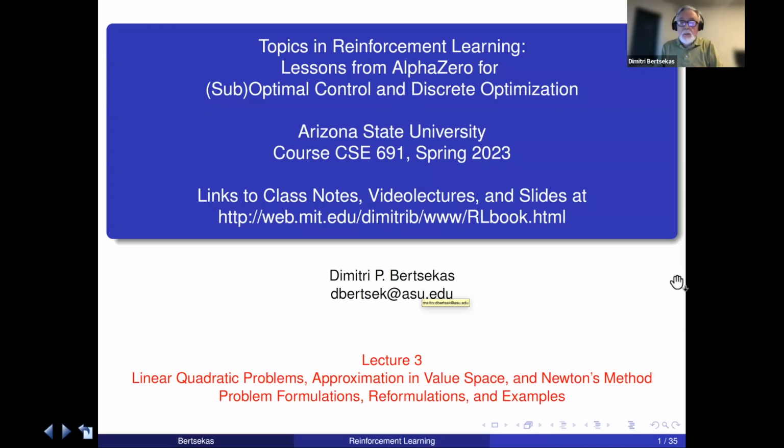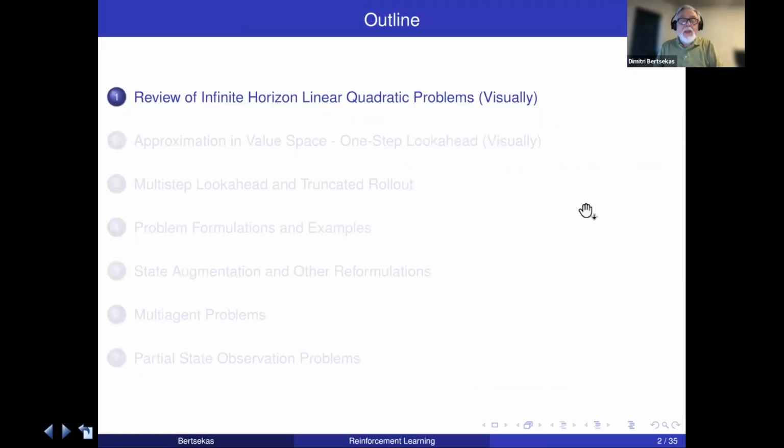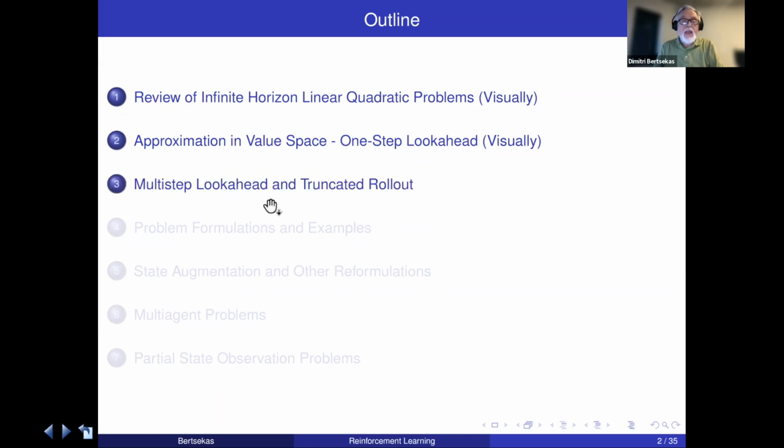So here is the outline. We first review infinite horizon linear quadratic problems, and we are going to focus on visual representations and visual interpretations. Then we're going to go into approximation in value space in the context of these linear quadratic problems. First with one-step look ahead, then with multi-step look ahead and truncated rollout, which is a little bit more complicated. And that's going to be the end of the first part of the lecture.